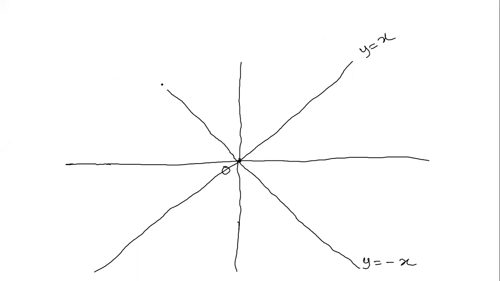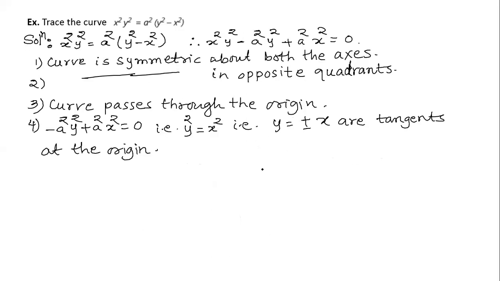So both the lines are tangents to the curve at the origin. Still, we cannot tell what is going to be the situation. Let us keep patience and try to go for the next properties also. Seventh property: put y equal to 0 and let us find what x is. With y equal to 0, in the simplified equation, the first term is 0, the second term is 0, and the third term is a square x square equal to 0. That means x equal to 0. So we are getting nothing more here.